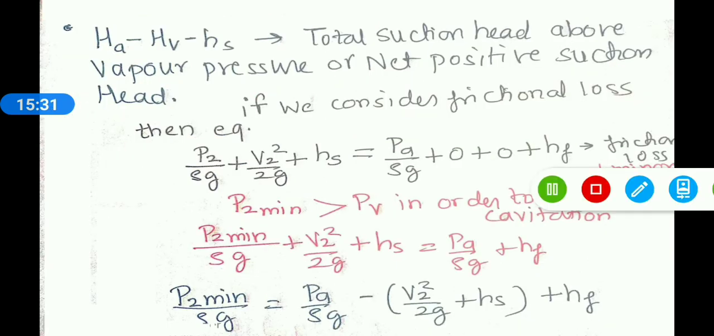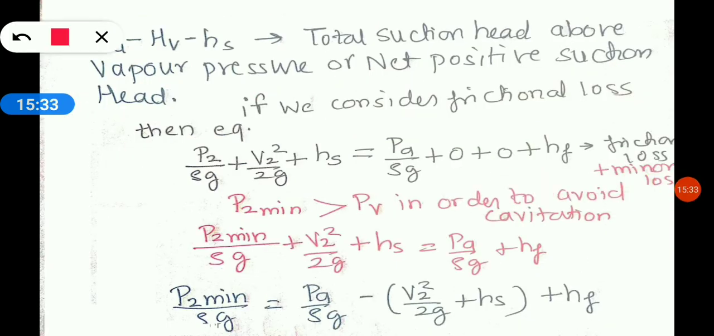Just see now, when we apply Bernoulli's theorem, what we get: P2 by rho g, plus V2 square by 2g, which is a very high velocity, plus hs, that is the head at the exit of the turbine. What is at the tail race level on the free surface outside? It is Pa by rho g only. V square by 2g is 0. Why is it 0? Because we are talking about the water which is outside the turbine at atmospheric pressure. Z is 0 because that is taken as the datum, and hf is nothing but the frictional losses and the minor losses.